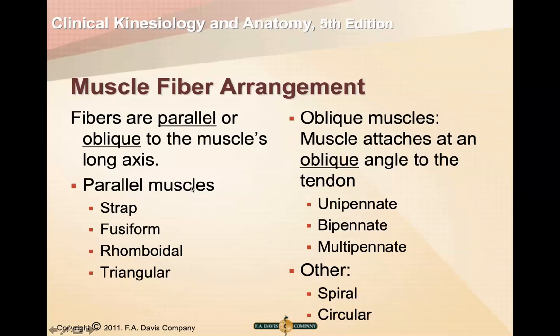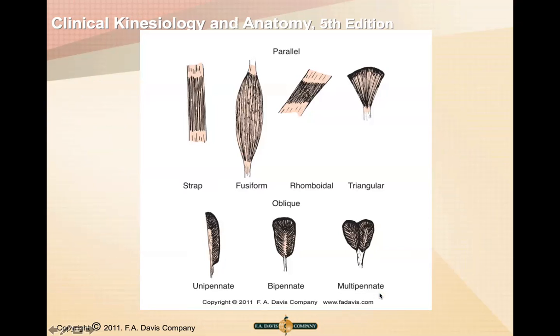Okay. Well, we have many types of parallel muscles. We'll go over some shapes of those in a minute. And we have a few different types of oblique muscles. And then we have a couple of other muscles that are kind of in their own category, spiral and circular. And I'll show you examples of those in a minute. So let's look at a picture of all of these.